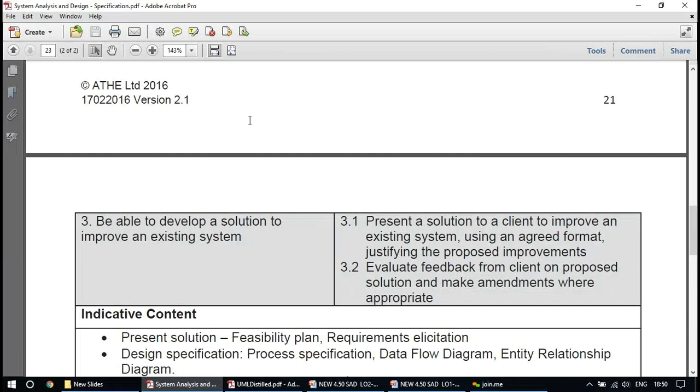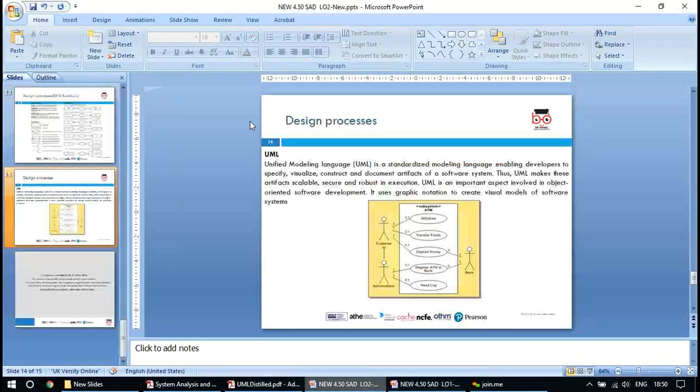Okay, no worries. Now, simply, if you want to do analysis and design of a system, then you require a modeling language. A modeling language means a tool, a set of diagrams which you want to use in order to visualize the design.